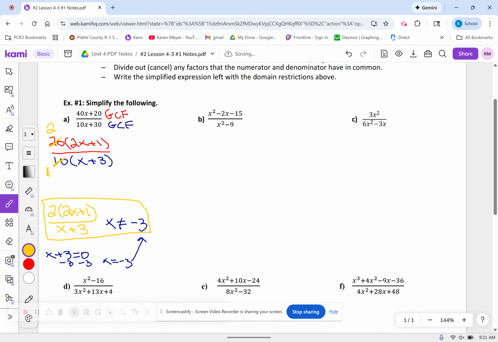Some people write it below it, but just as long as you have what it simplifies to and that you also have the restriction, and then you're finished, that is your final answer. Okay, so let's go try another one.